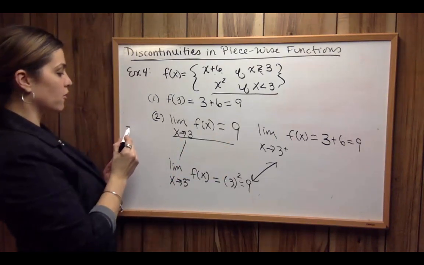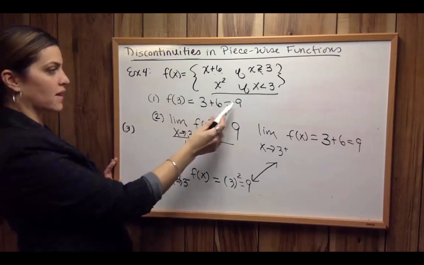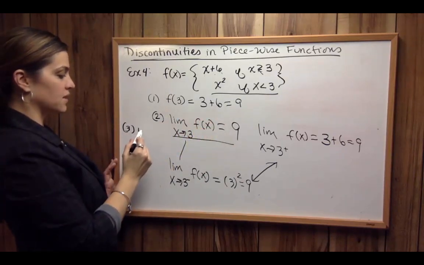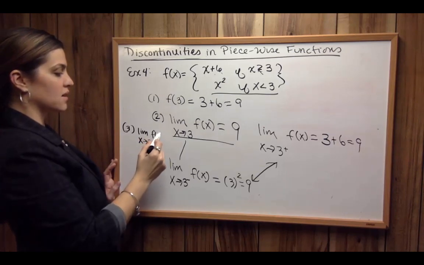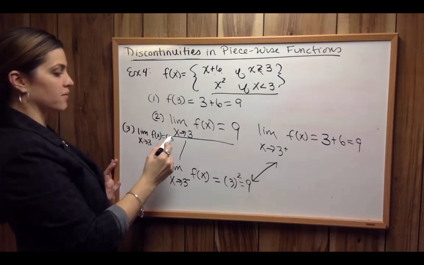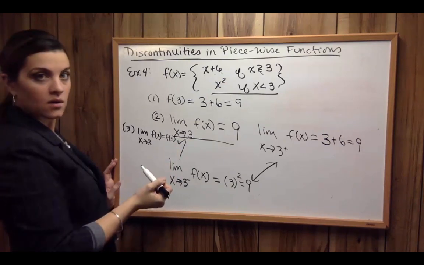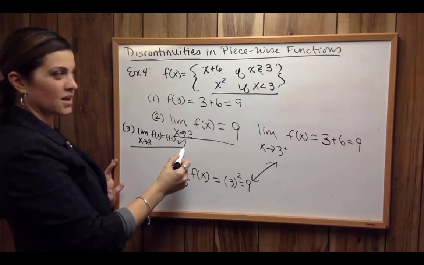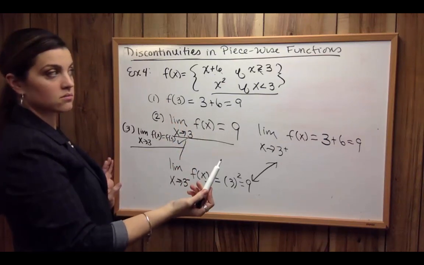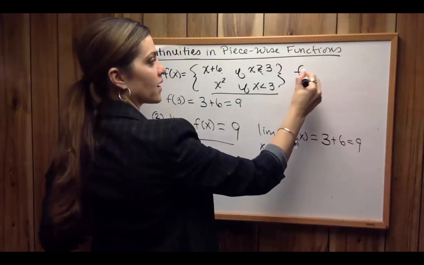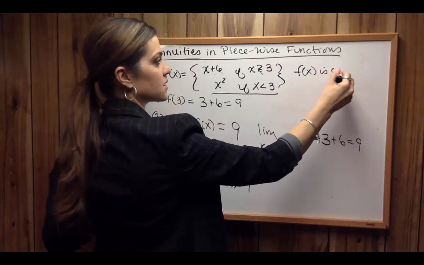Then you look at the third law of continuity. It says the value must equal the limit. So the limit as x approaches 3 of f of x is equal to f of 3. They're equal. Therefore, are there any discontinuities here? No. f of x is continuous.